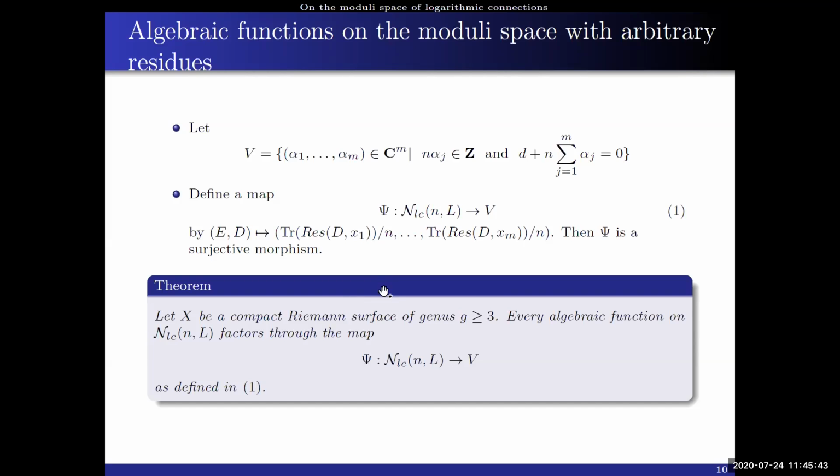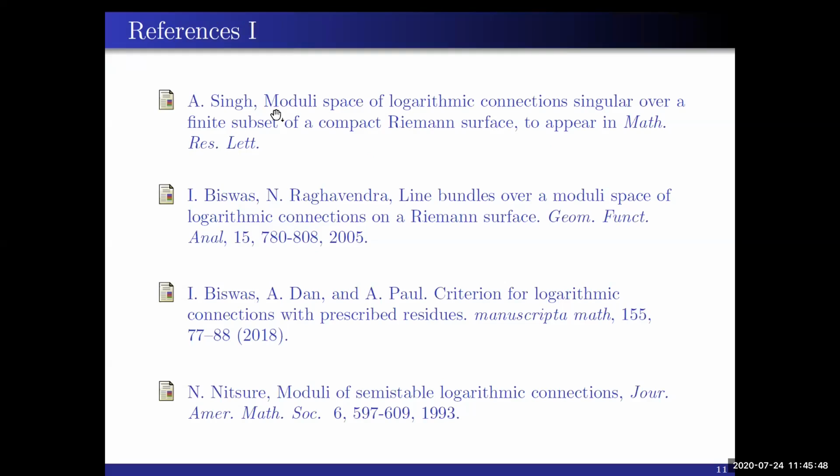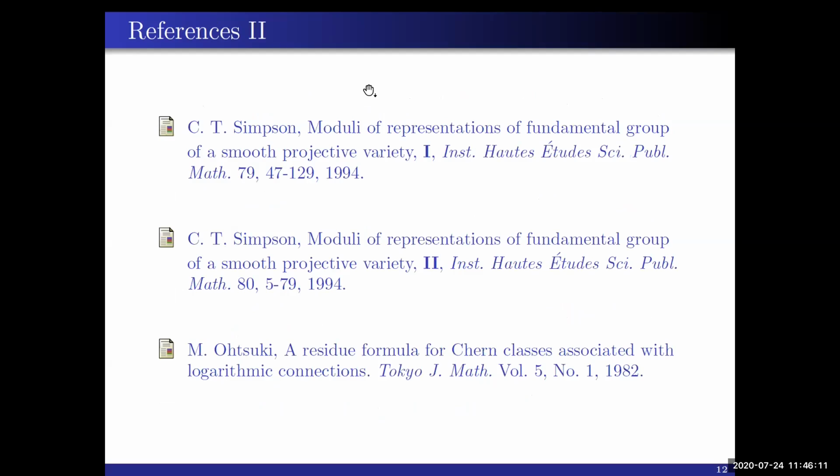And here are the references for this. This is the thing where I studied. This is the paper, it is on arXiv also: Moduli space of logarithmic connections singular over a finite subset of a compact Riemann surface, to appear in Mathematical Research Letters. And this is the paper from where I got motivation, by Biswas and Raghavendra. And this is the paper with criteria for logarithmic connections. And this is Nitsure's paper, of course. And these are the papers of Simpson where he talks about moduli spaces of lambda-modules. And this is Otsuki's paper, a residue formula for Chern classes of logarithmic connections.